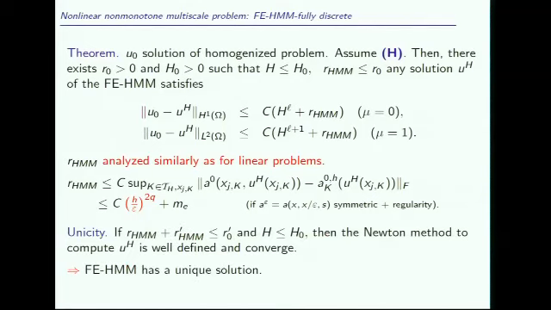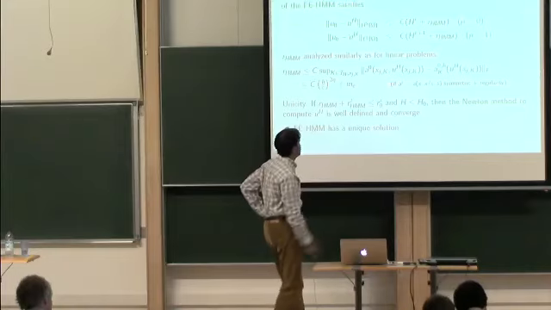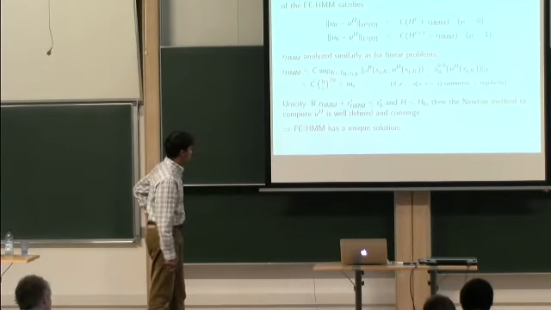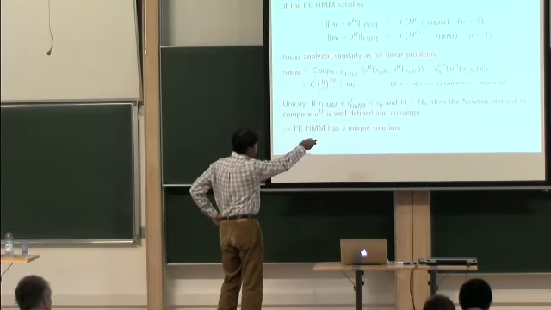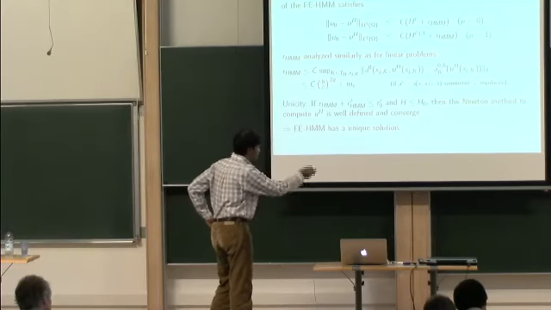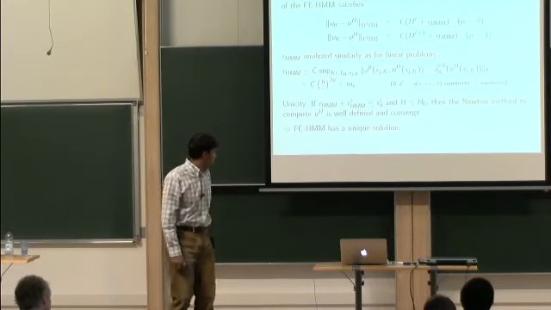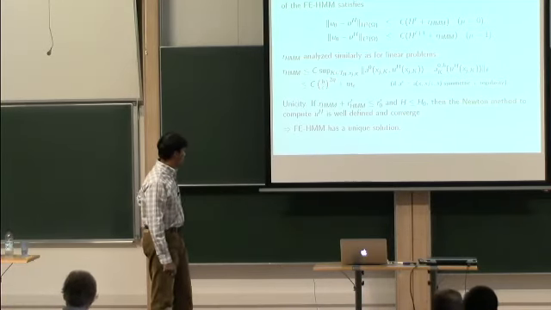Okay, and finally, uniqueness. If R HMM plus R prime HMM, I will not go into details here, it's a condition which, when you do Newton iteration, you have to take the derivative of your tensor, and the derivative of the tensor enters in a condition similar to that one, but with the derivative with respect to the nonlinearity. Okay, so if these two quantities are smaller than R0 prime and H is small enough, then again the Newton method to compute UH is well defined and converges, and the FEHMM has a unique solution.